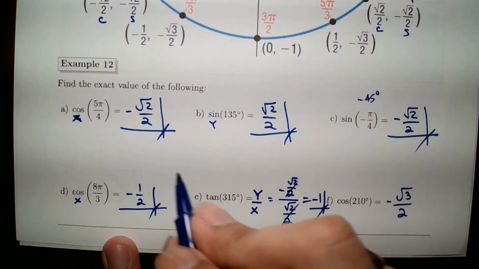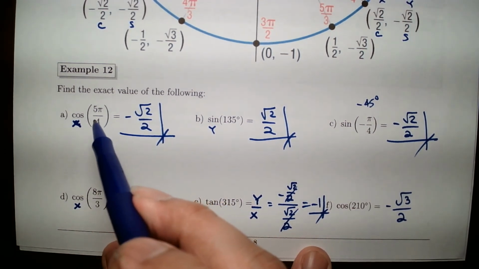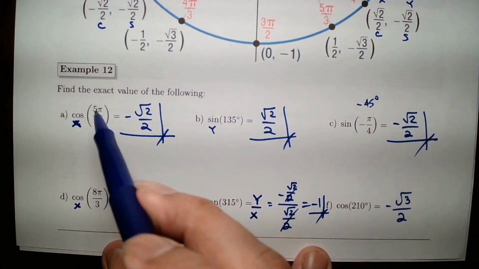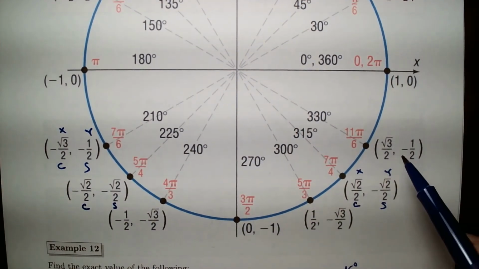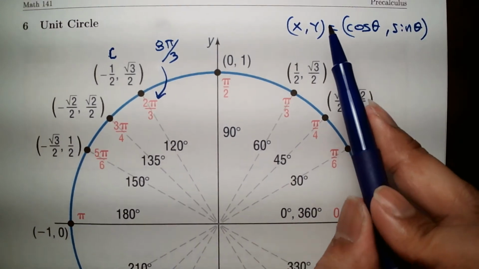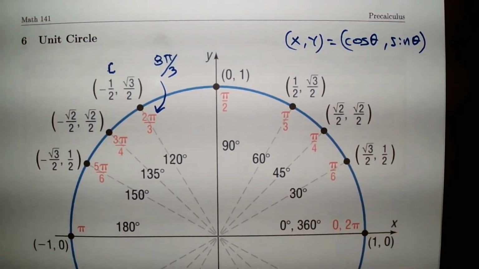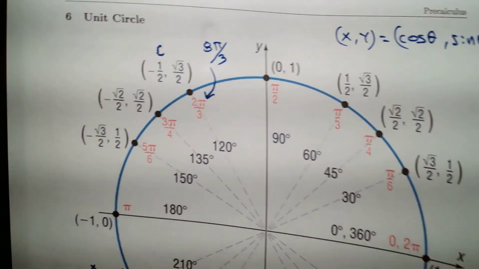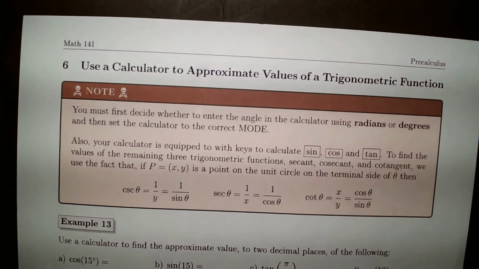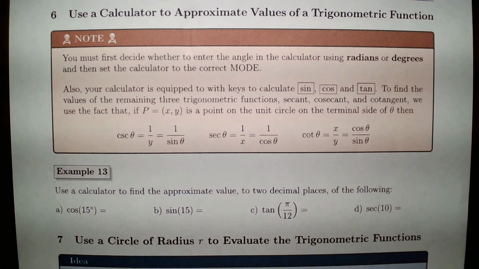So that's the point of this exercise, to be able to identify what the angle is, whether it's given in radians or in degrees, and find the corresponding trigonometric values, keeping in mind that the x component is cosine and the y component is the sine value, or the y value. Okay. So how do we find them using a graphing calculator?